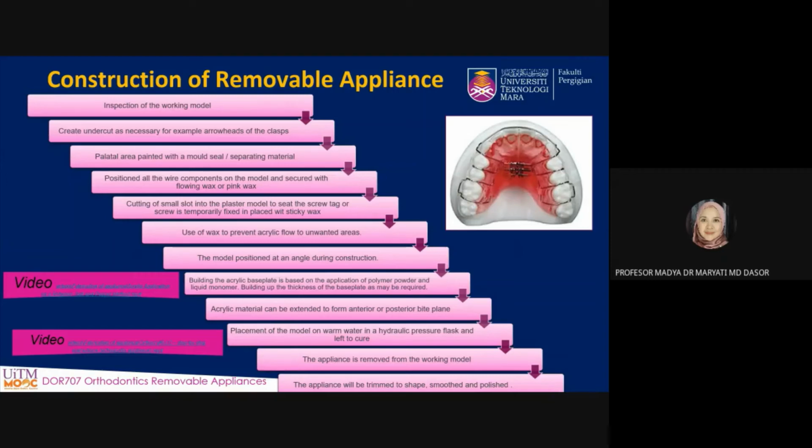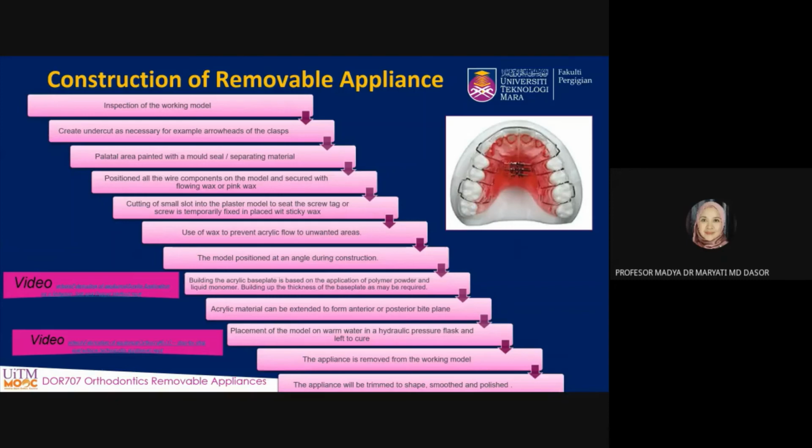All components will be placed on the model and secured with flowing wax. A small cut on the plaster model is necessary to seat a component such as screw tab. It will be securely positioned on the model. Next, use wax to prevent acrylic flow to the unwanted areas. The model will be positioned at an angle during the construction.